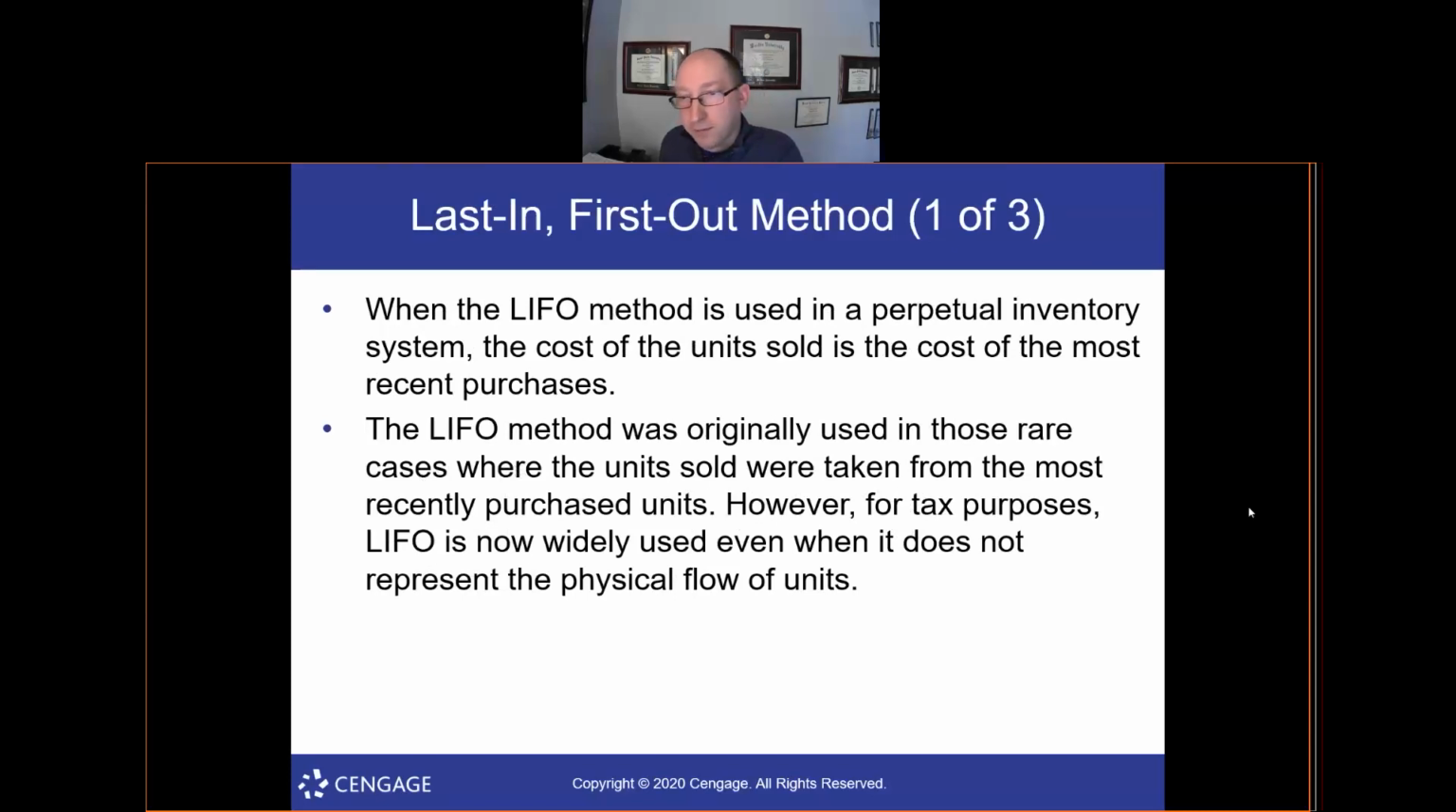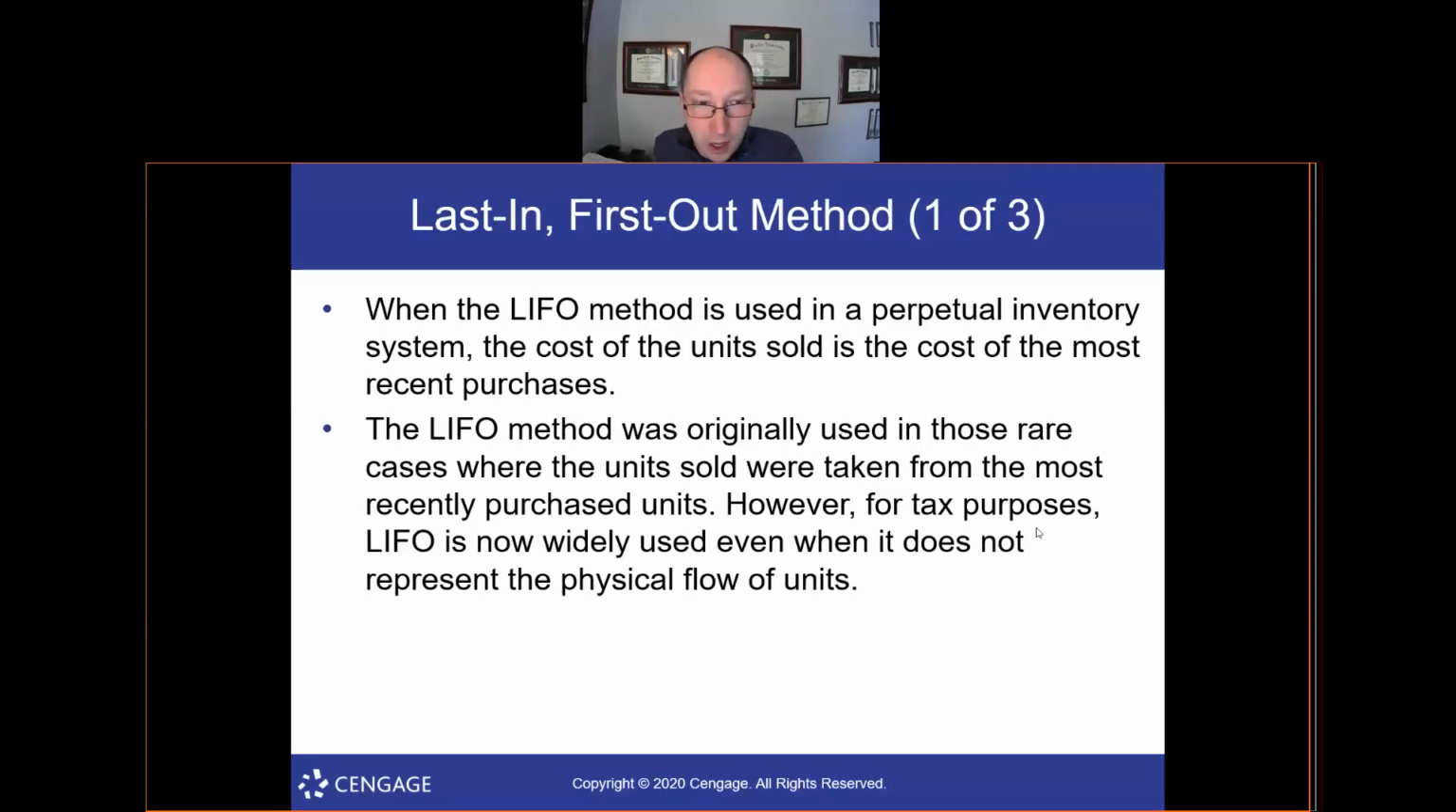What about last in, first out? So as we said earlier, the last in, first out method is the last purchase that I made and got in, I sold that one first. An example of companies that use this would be like Best Buy or Walmart or Macy's or whatever, because their products don't expire.